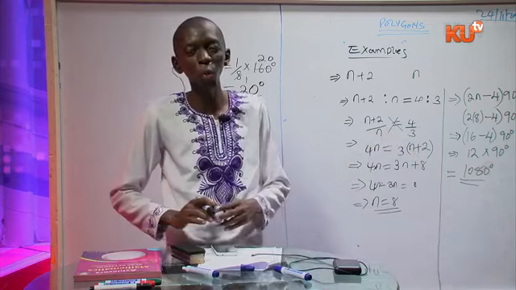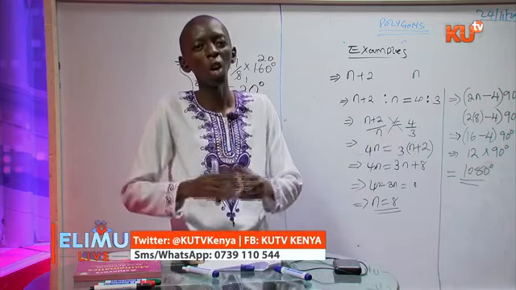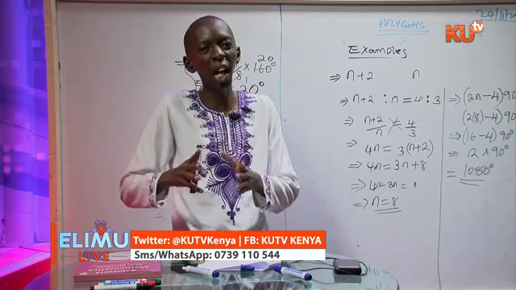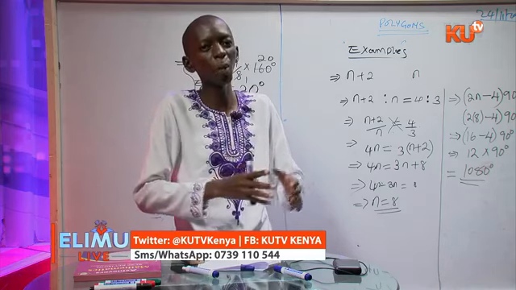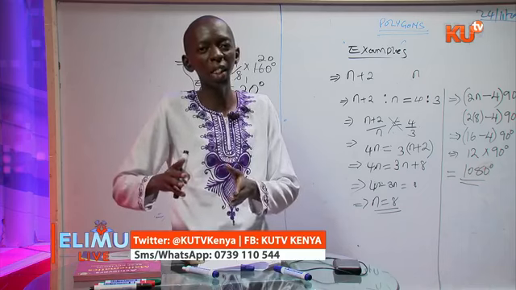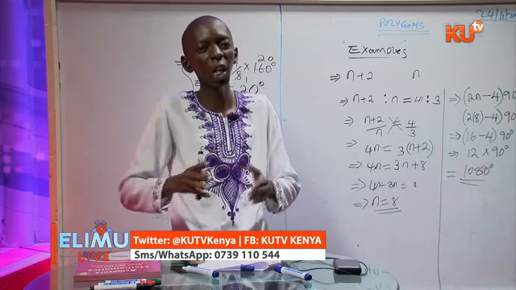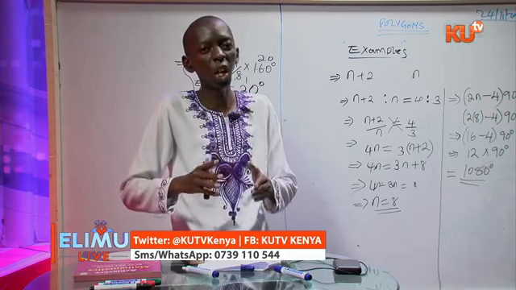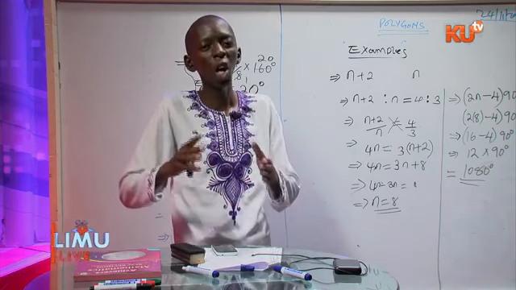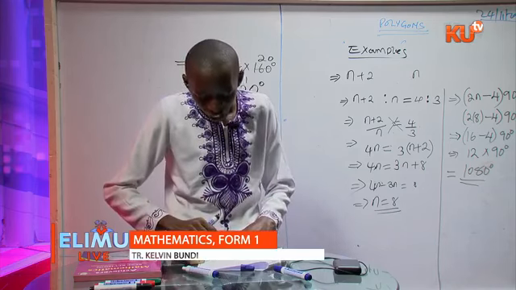The names of polygons: a 3-sided polygon is a triangle, 4-sided polygon a quadrilateral, 5-sided polygon a pentagon, 6-sided polygon a hexagon, 7-sided polygon a heptagon, 8-sided polygon an octagon, 9-sided polygon a nonagon, and 10-sided polygon is a decagon.